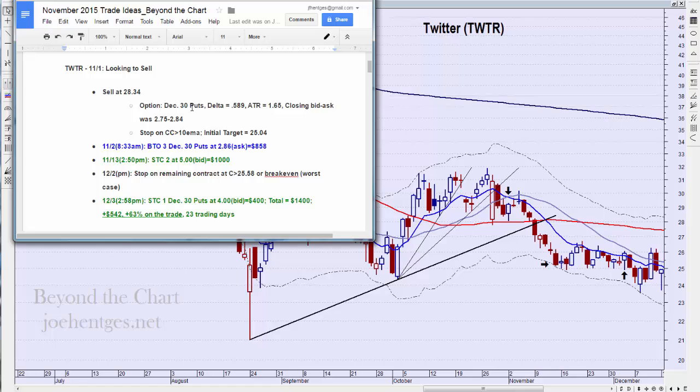I have the suggested option, talk about the delta on the option, the average true range on the stock at the time, closing bid and ask on the option. What stop am I going to use? The initial stop, the initial target.